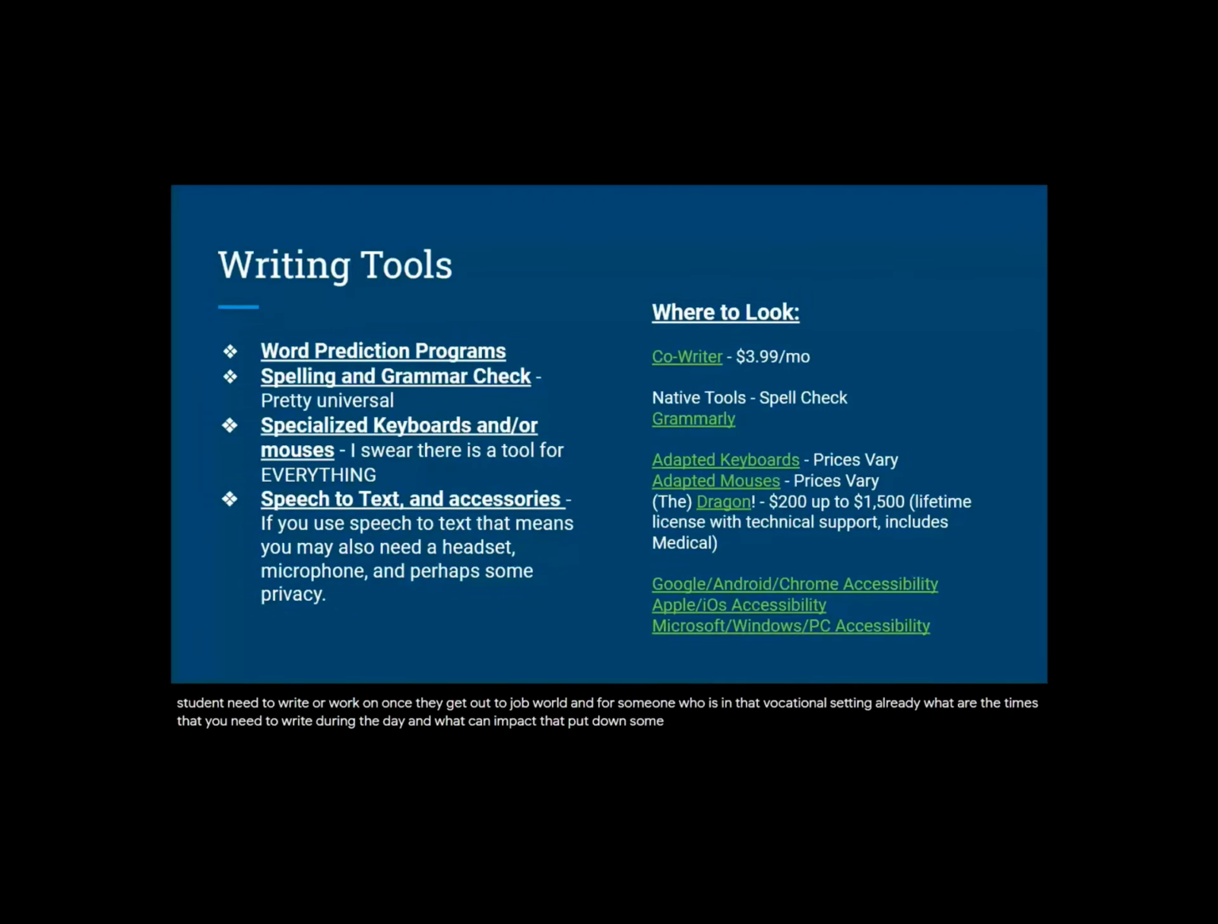Put down some lists here. What you want to look for when you're looking for writing tools: word prediction programs. If you have someone who either has difficulty with the spelling or may have difficulty with the words that they need, that's a great place to start, because a lot of these word prediction programs, such as Co-Writer, can take phonetic spelling. Like instead of writing phone, PH, I can start with an F, and Co-Writer knows what direction I'm going in. Spelling and grammar check has become pretty universal at this point.